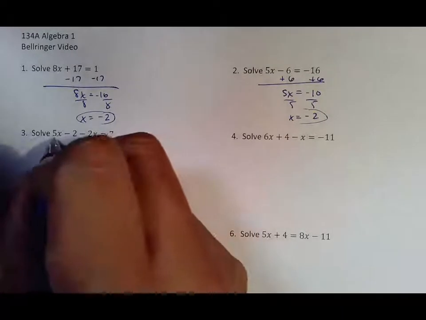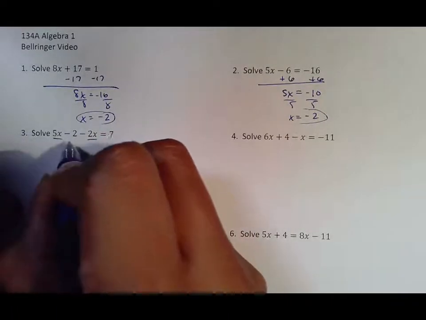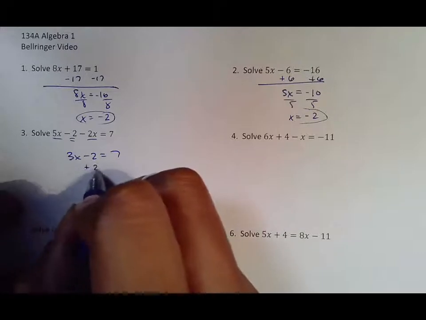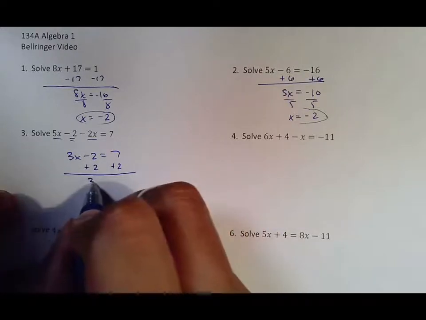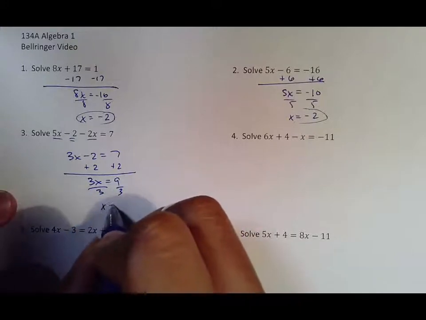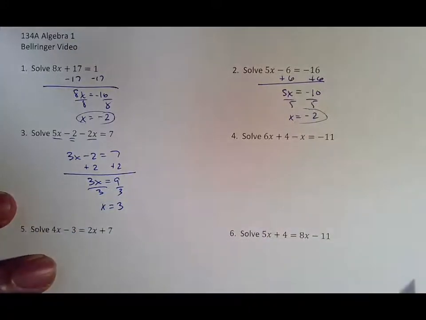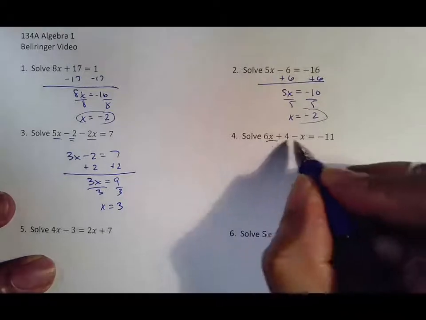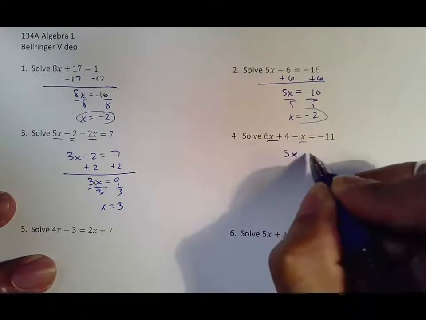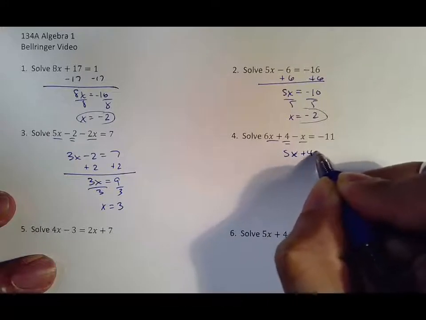Once again, combining like terms, 5 minus 2 is 3x. Bring down your minus 2 and your 7, and from there, everything else stays the same. And that's it. 6 minus 1 is 5. Again, remember that's 1x, so 6 minus 1 is 5. Bring down the plus 4.